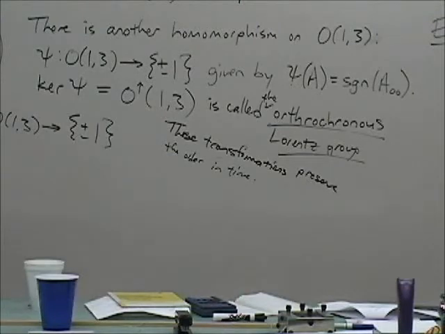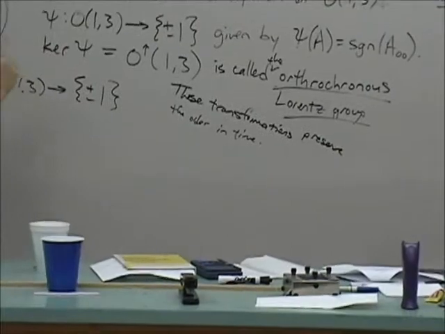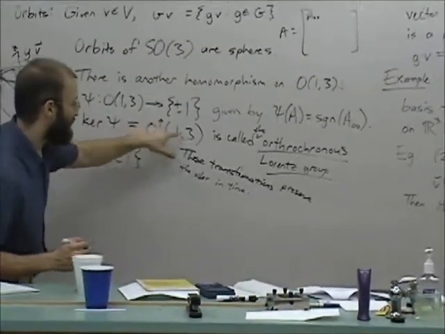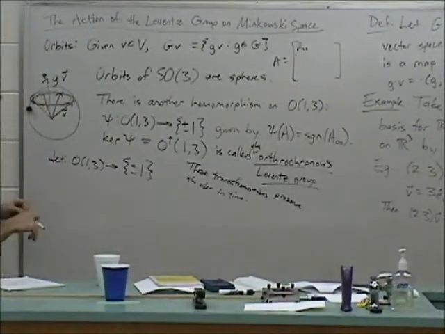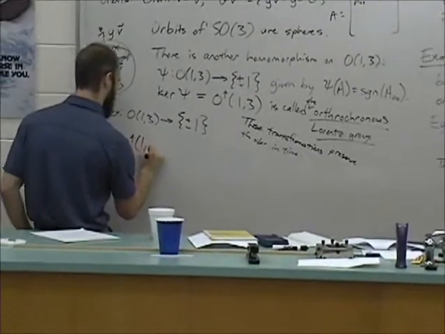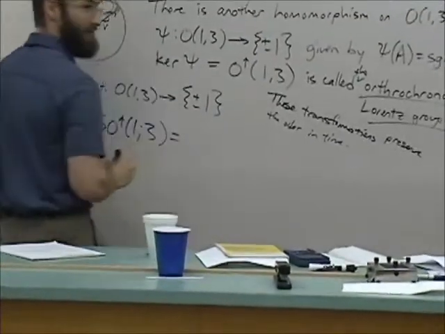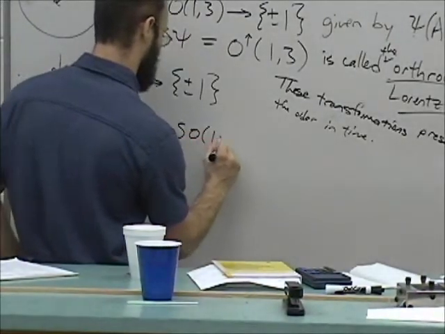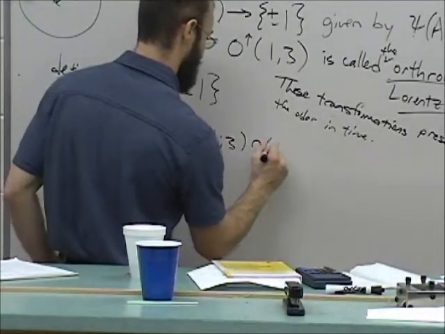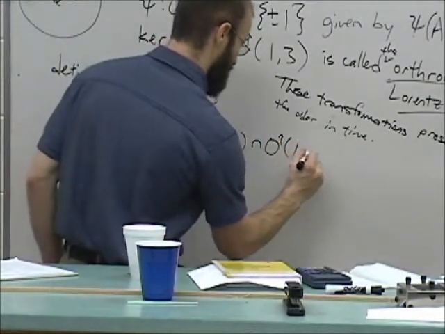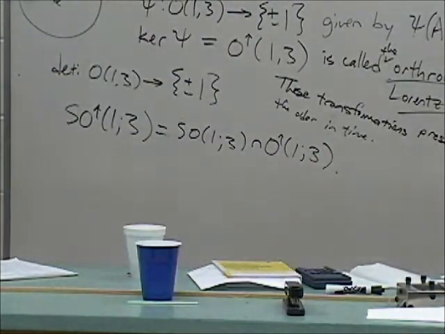Okay, and so you know what O13 is, you know what SO13 is, you know what O up 13 is, the orthochronous Lorentz group. And then SO up 13 is just the intersection of these two things. So SO13 intersected with the orthochronous Lorentz group, like this.